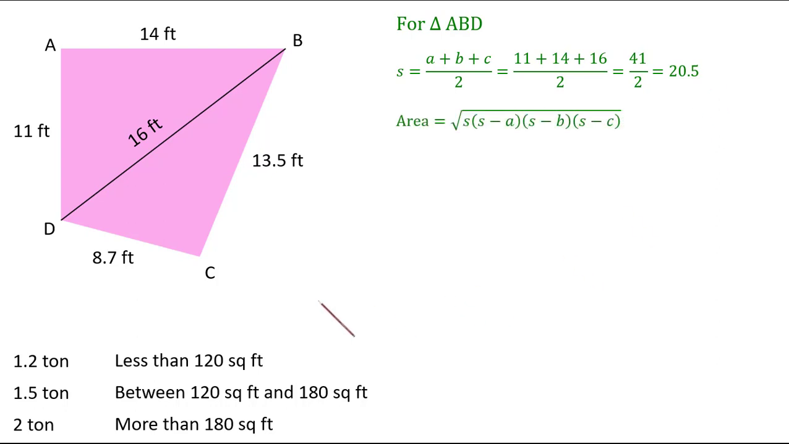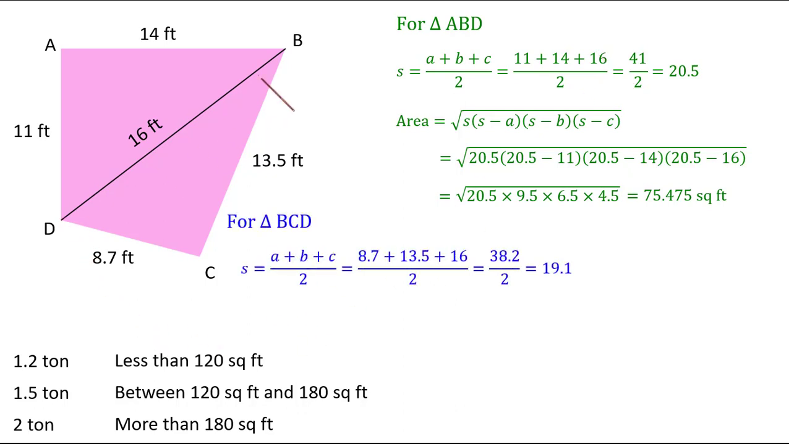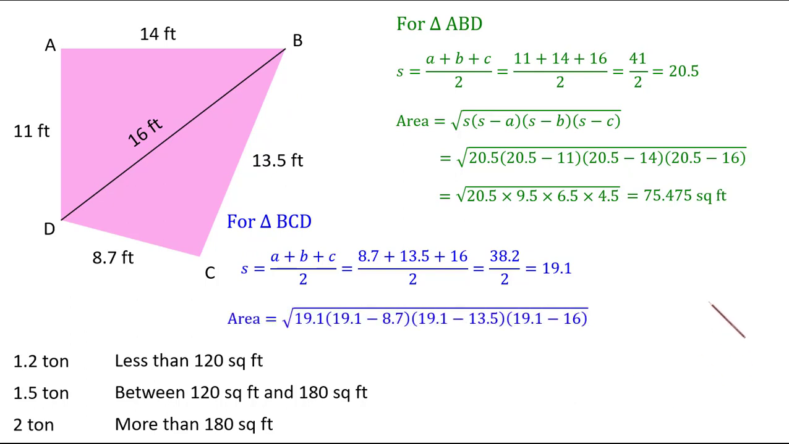And then we substitute in the formula for the area, and it turns out to be approximately 75.475. We took this semi-perimeter and used this formula, square root of s into s minus a into s minus b into s minus c, where a is 11, b is 14 and c is 16. In the same manner, we can take this triangle BCD, find the semi-perimeter, and then substitute in the formula of the area to get the area to be approximately 58.723.